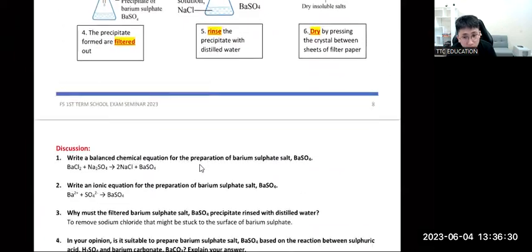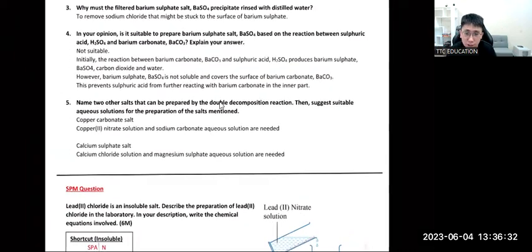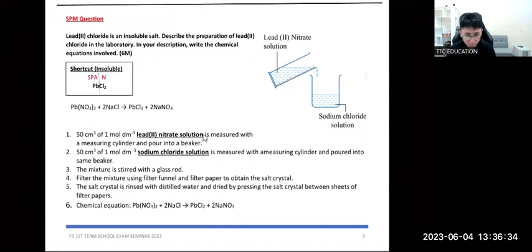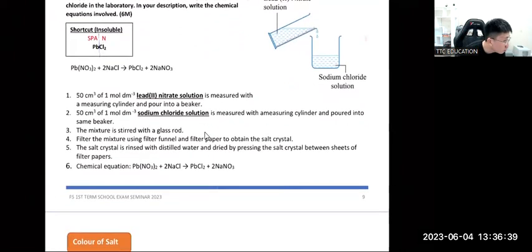So after salt preparation, you see the discussion and then the procedure and stuff. This one I'm not going to go through, don't waste time here. Then you move on.